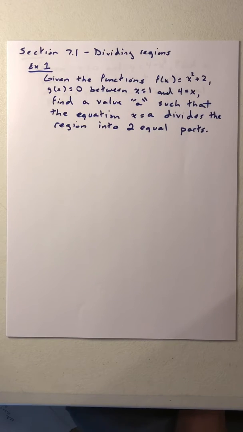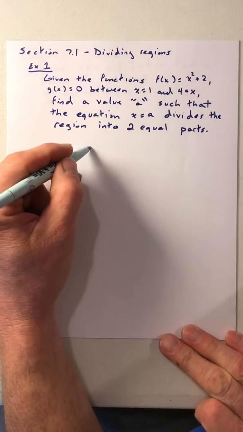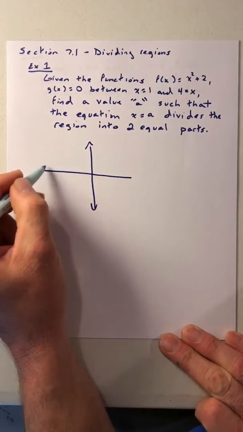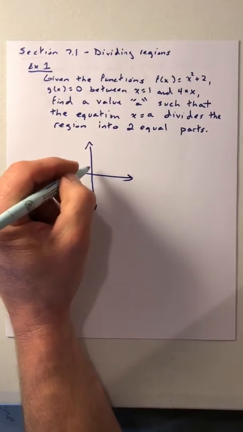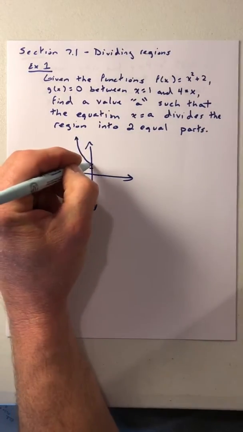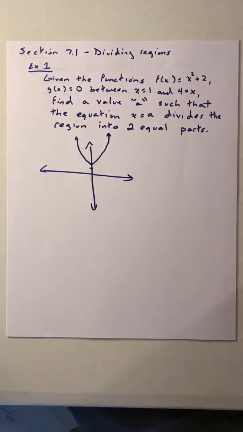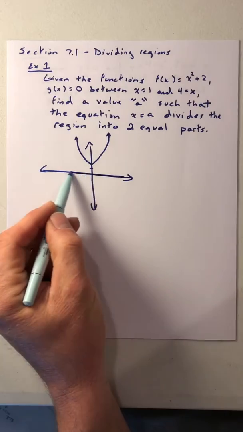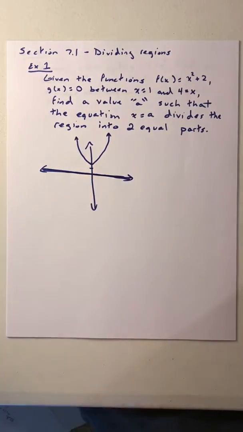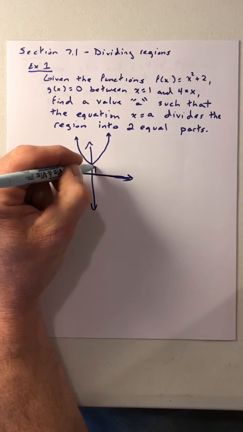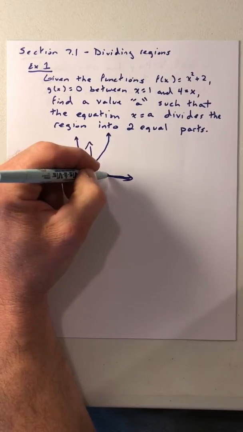Here we're going to give a couple functions, f of x equals x squared plus 2. So if I graph that, x squared plus 2, we come up 2 on the y-axis. It's going to be parabolic. g of x equals 0. Well, here's our 0, just the x-axis. The x values are going to be 1, so we'll draw in 1 there, and 4.